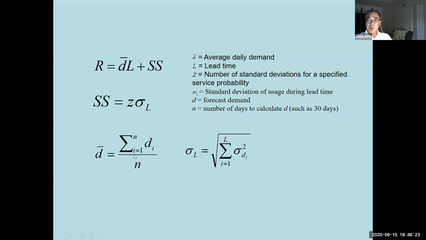And daily demand is annual demand divided by how many days. Then standard deviation during lead time equals the square root of the sum of the variances, where standard deviation squared is variance, from 1 to L lead time. Looks complicated, but with the example, it's not that complicated.